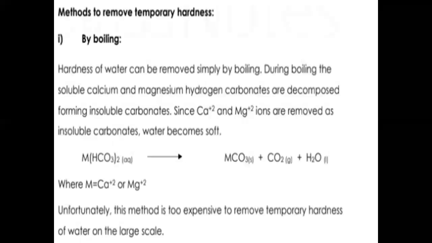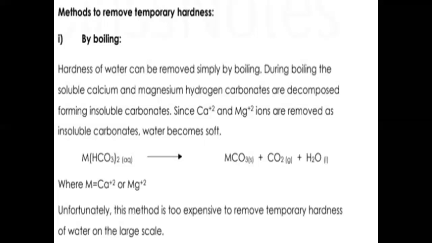The second method for removing the temporary hardness of water is by boiling. Hardness of water can be removed simply by boiling. During boiling, the soluble calcium and magnesium hydrogen carbonates are decomposed, forming insoluble carbonates, and these ions are removed as insoluble carbonates, so the water becomes soft.